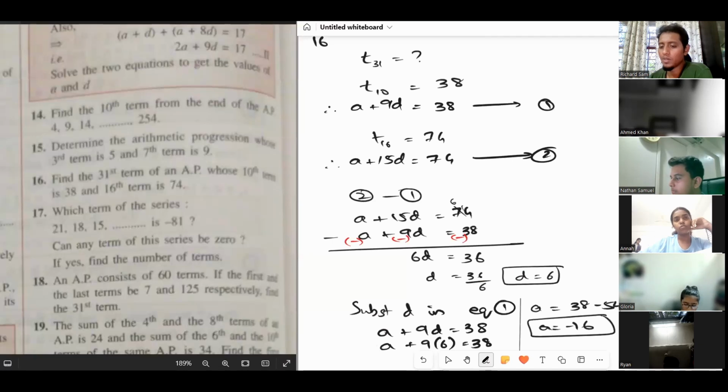Okay, we got A, we got D. Is that clear? Okay, Anna, just go through it, see if you understood it. Anyone else didn't understand? Sneha, are you understanding? Yes, sir. What didn't you understand, Nathan?